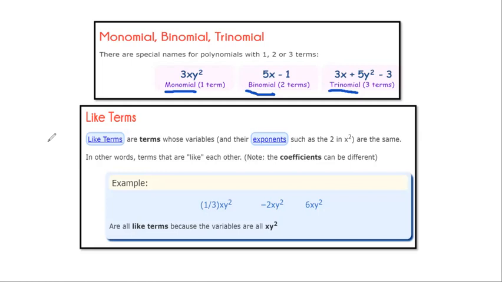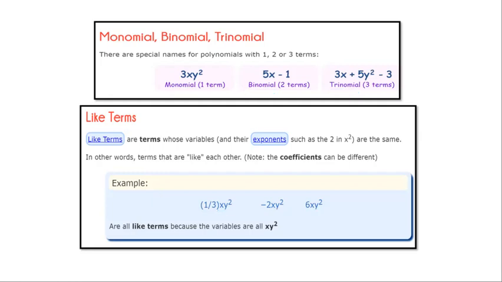So we have here the examples: 1/3 xy squared, negative 2xy squared, and 6xy squared. And these terms are all like terms because the variables are all x and y, with the y having an exponent of 2. You can observe that they all have the same variables x and y, and y has an exponent of 2.